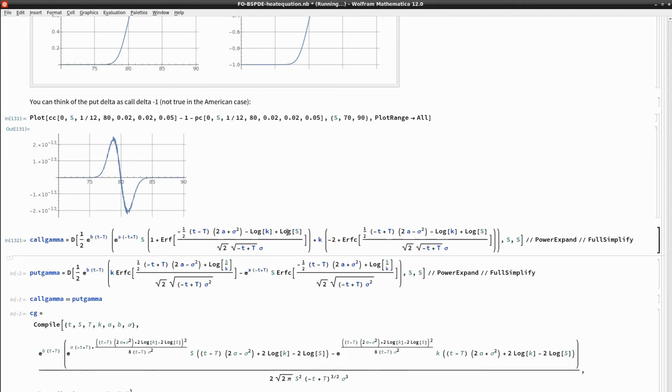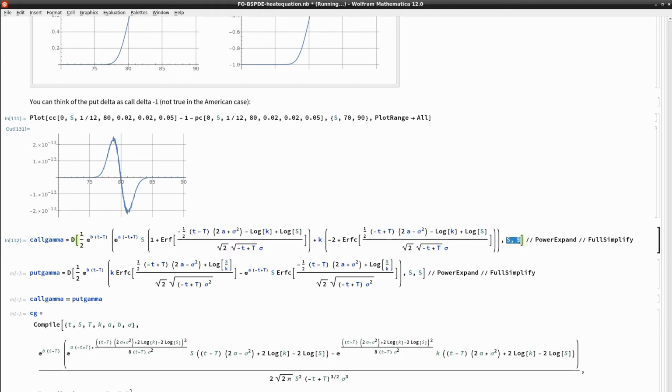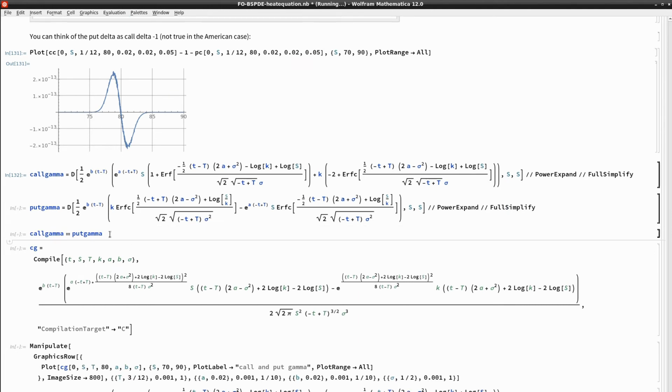And the second derivative is called gamma. So when we take the call price again that we had before, and we differentiate twice with respect to the stock price, we get gamma. So the second derivative with respect to the price is gamma. So here's a call gamma computing, a put gamma computing, and let's see if they are the same.